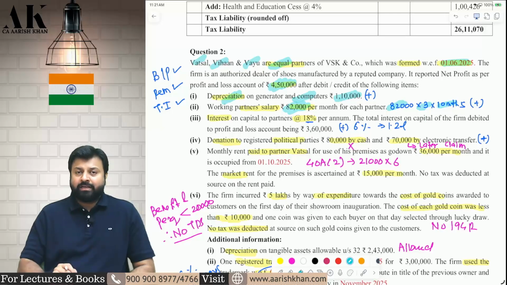This is the actual salary. This is not allowed. This actual will be compared with maximum percentage allowed as per 40B, whichever is lower, that will be allowed. That we will see later on. Then 18% interest you are giving. Therefore, 6% interest disallowed, only 12% is allowed.